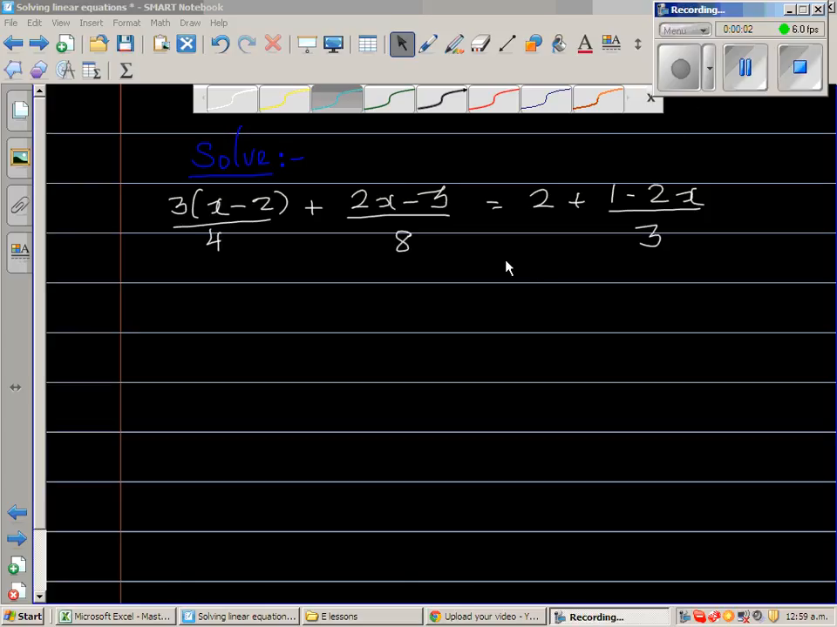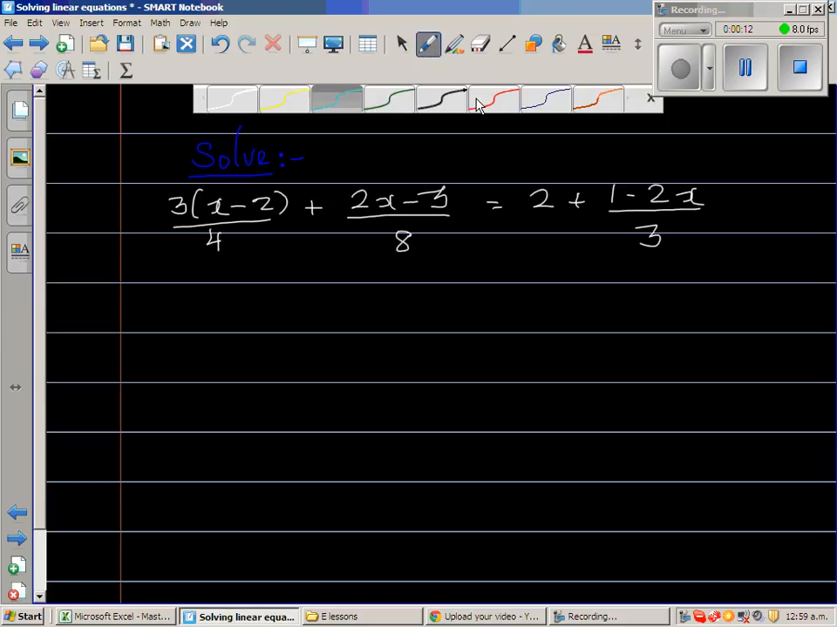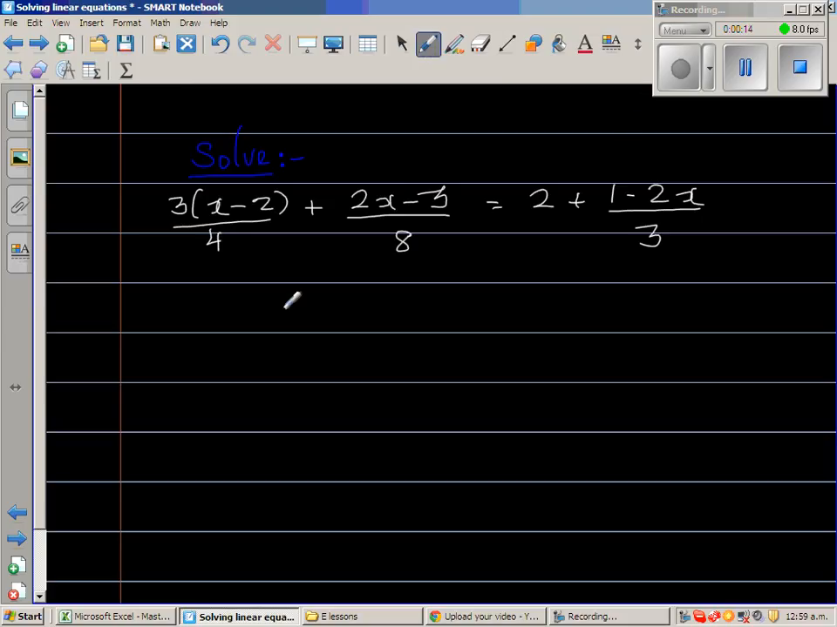Let us look at one more equation of rational expression. So this is where you have a denominator and a numerator. To solve this, let us first find the least common multiple of, say, 3, 4, and 8.